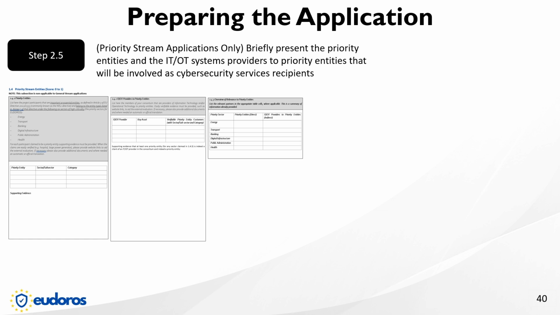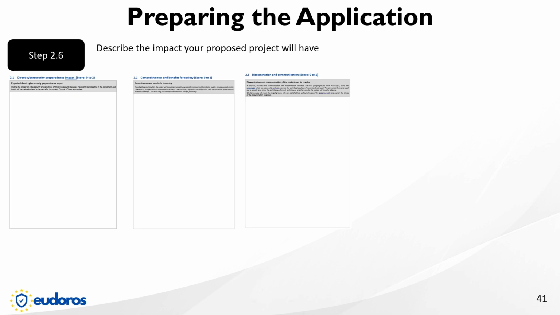This is going to be examined in good faith, and it's going to be verified prior to the signing of agreements. So here the aim is to convince the external reviewers that this entity is a priority entity or a provider to priority entities. Then you need to describe the impact of your proposed project.